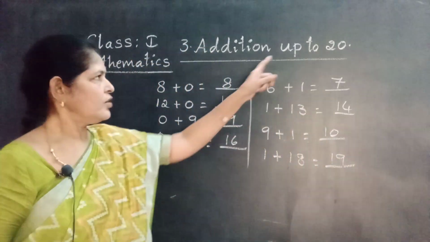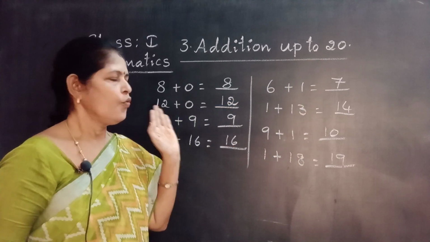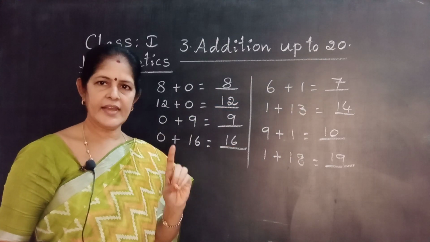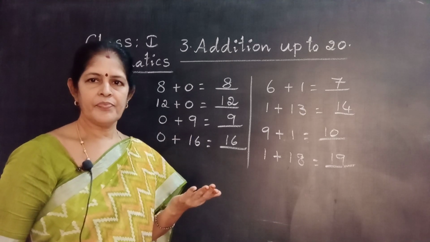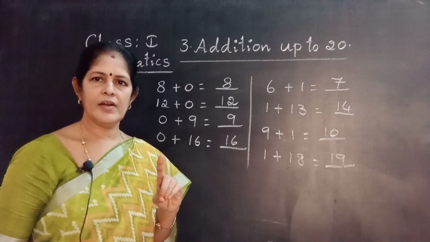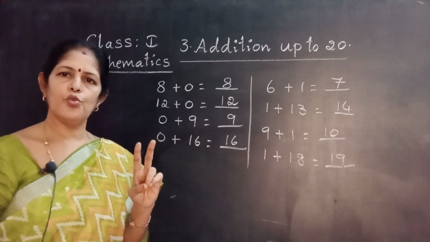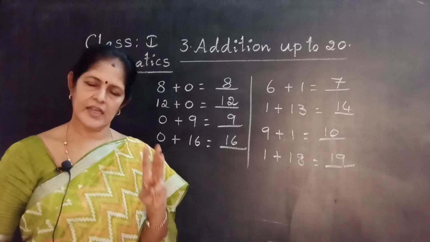In this chapter, you have to learn addition up to 20 numbers. 1 to 9 numbers are one digit numbers. 10 is the first two digit number. After 10 is 11. 1 ten, 1 one, 11. 1 ten, 2 ones, 12. 1 ten, 3 ones, 13.